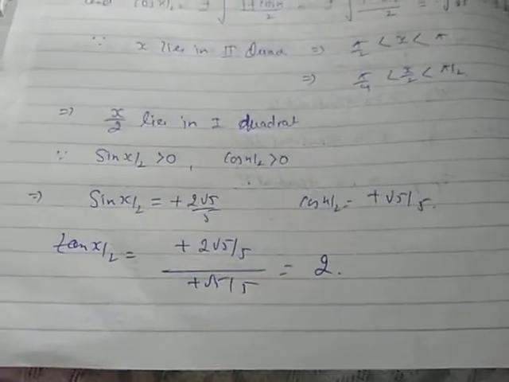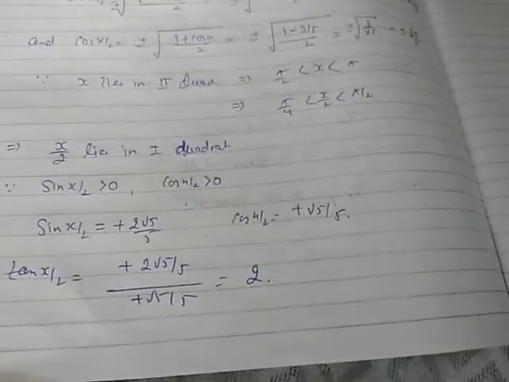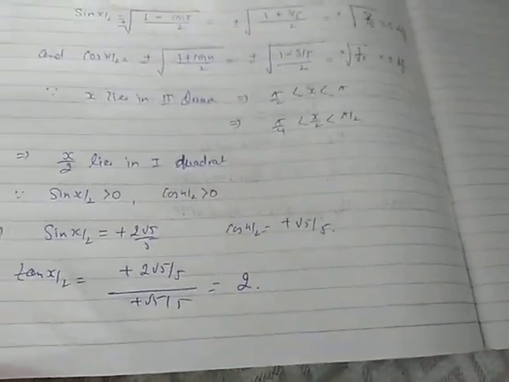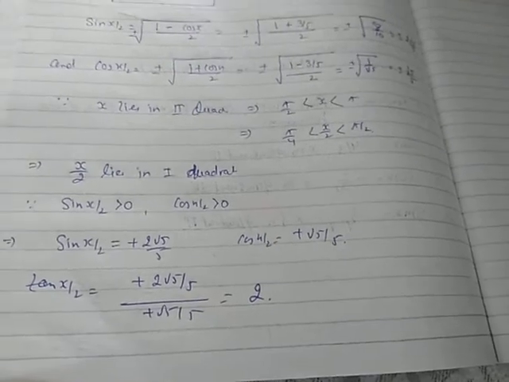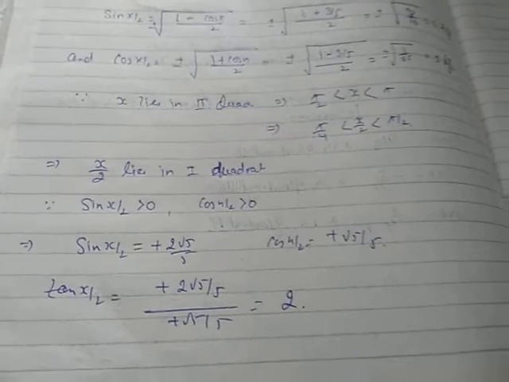This way, children, all the exercises have been completed: 3.1, 3.2, 3.3 and miscellaneous. Okay, only 3.4 is left. That I will explain in the next video.